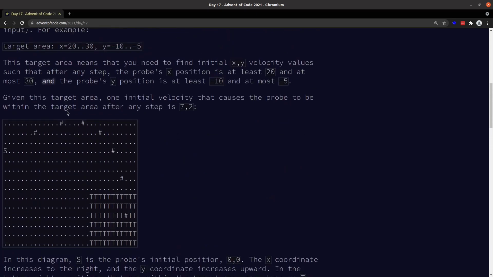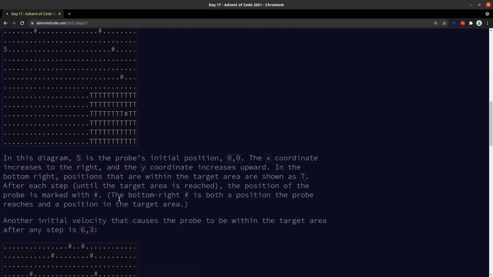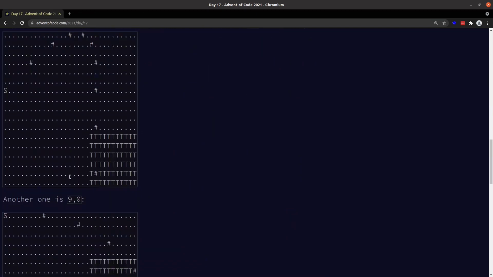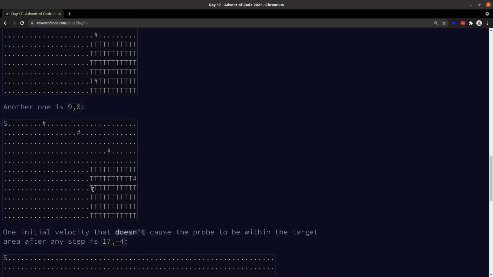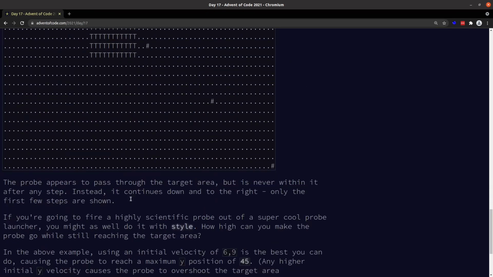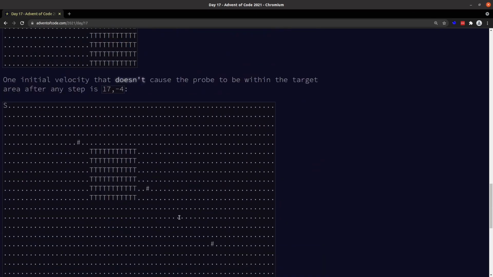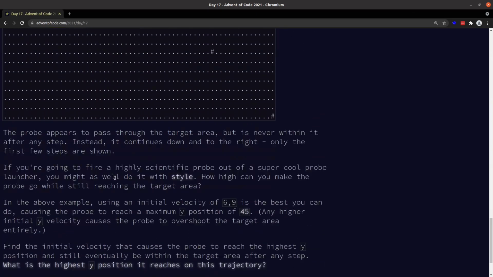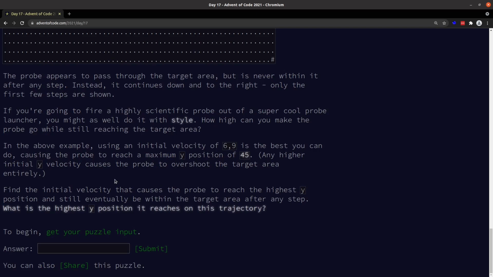So like here, 7, 2 works. It goes forward 7, up 2, forward 6, up 1, forward 5, up 0, forward 4, down 1, forward 3, down 2, forward 2, down 3, forward 1, down 4, and lands in the target. So that's kind of how it flies. 6, 3 works as well. 9, 0 works. 17, -4 does not. So it doesn't matter that it passes right through it. It has to stop in the area, or be in the area at an integer position.